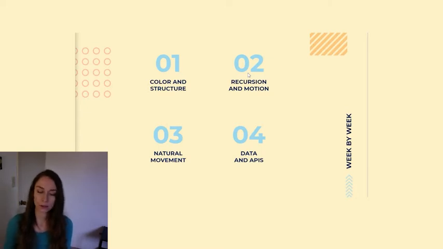The last 2 weeks, we talked about recursion and motion. We also talked about art composition in week 2. The week before that, we talked about color and structure, how to structure a sketch, and then also how to make some generative color palettes.